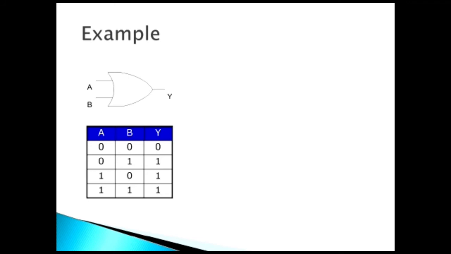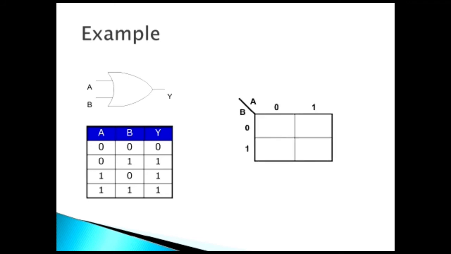We all know that this is an OR gate, and the truth table of the OR gate is given here. Now there are 2 variables, so the K-map pictorial will be like this. So we will place the output ones at different cells according to the input. When A is equal to 0 and B is equal to 1, Y is equal to 1. So we have shown the Y at the proper cell.